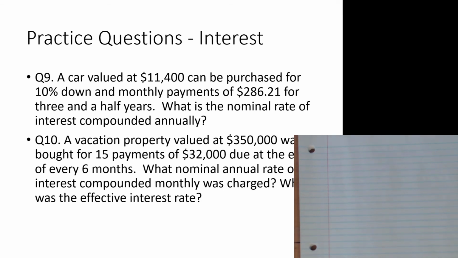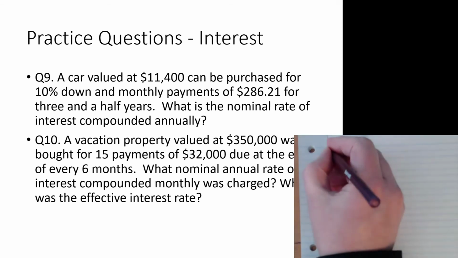So beware of that. Question 9, car valued $11,400 can be purchased for 10% down and monthly payments of $286.21 for 3.5 years. What is the nominal interest rate compounded annually? So we have an annuity, regular payments over a regular time interval.